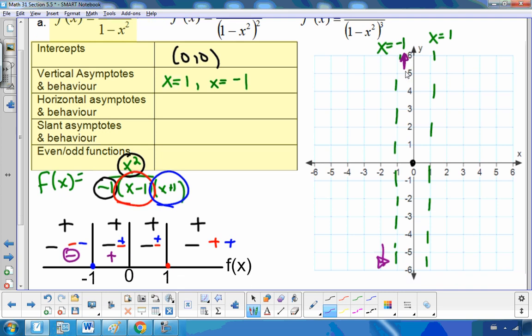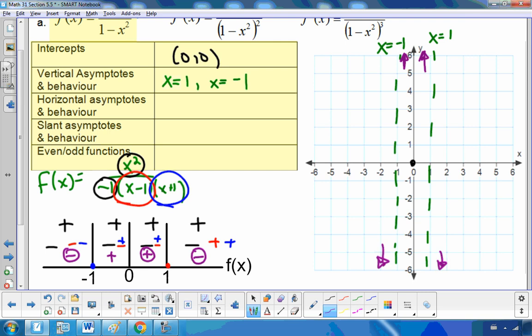In between 0 and 1, I have 2 negatives, which is positive. So that means to the left of 1, I am going towards positive infinity. And here I have 1 negative, so to the right of 1, I am going towards negative infinity. So that's my end behavior for my vertical asymptotes. Let's see if we have a horizontal asymptote.